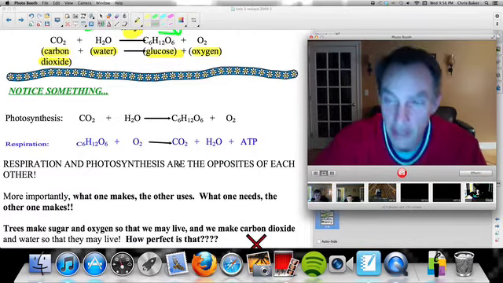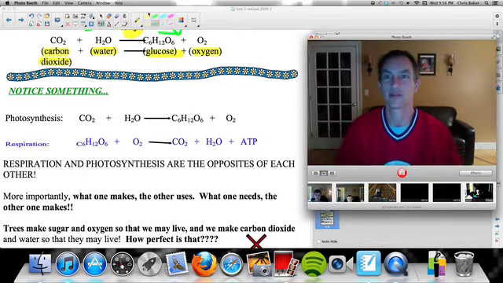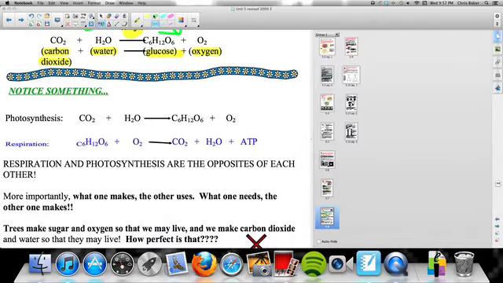More importantly, it's all important. So important that I'm going to take the time to get this here. Photosynthesis and respiration are the opposites of each other. Oh, come on. This is almost unusable. More importantly, what one makes, the other one uses, and what one needs, the other one makes.